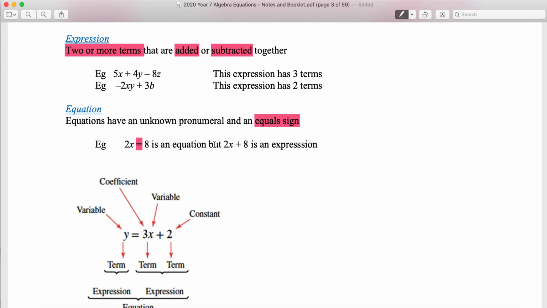But we have different here. Of course, 2x plus 8 is an expression. It's like the one that we have here with two terms, but it's not the same as what we have here. Here we have an equation because it says 2x equals 8. Okay? Wonderful.